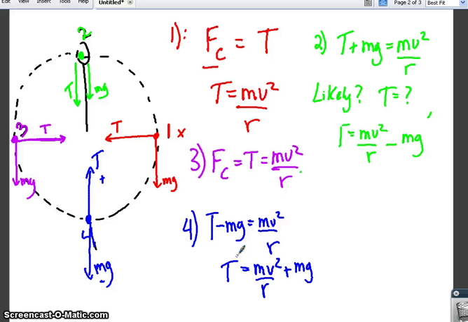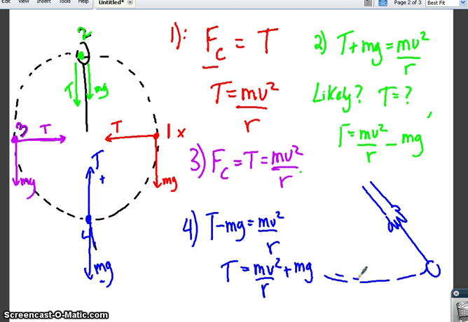If you've ever swung anything with your arm back and forth, holding onto an object and swinging it, you might notice your arm feels the most stretched out. It feels the most force at the bottom of the swing, because that's where gravity is going completely against tension.